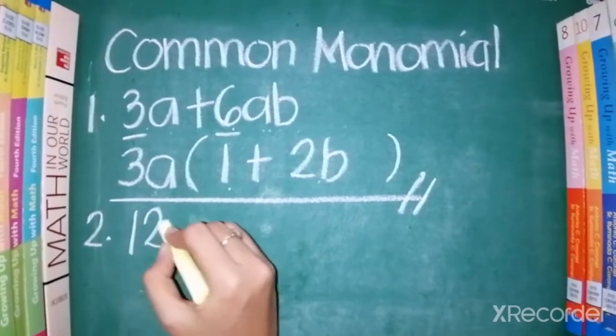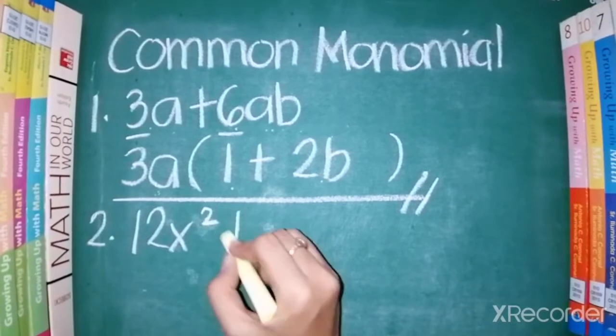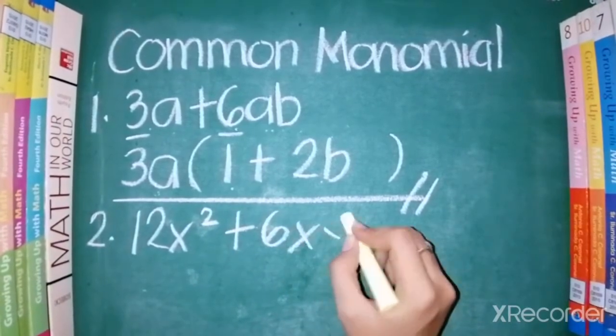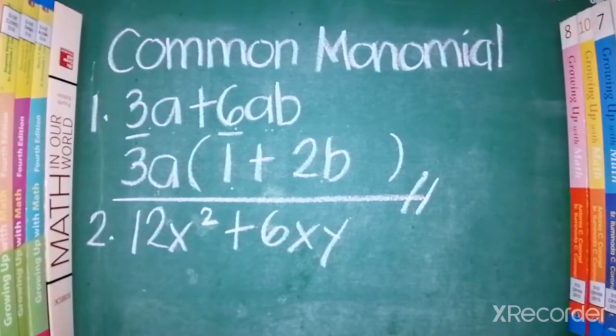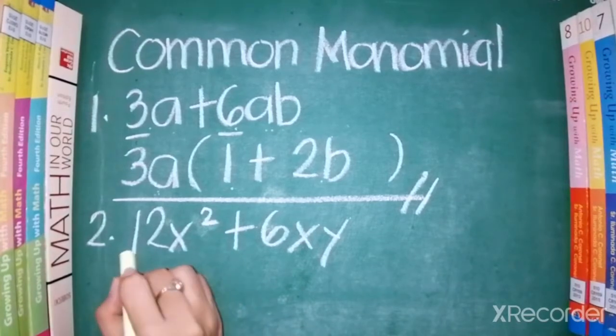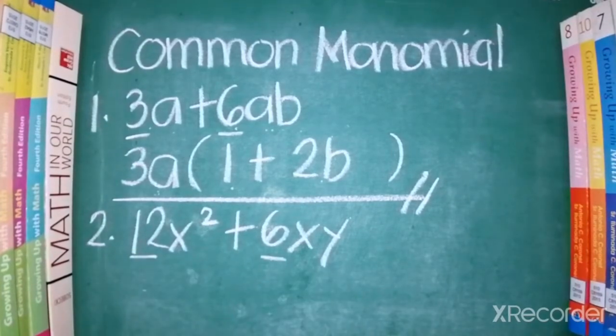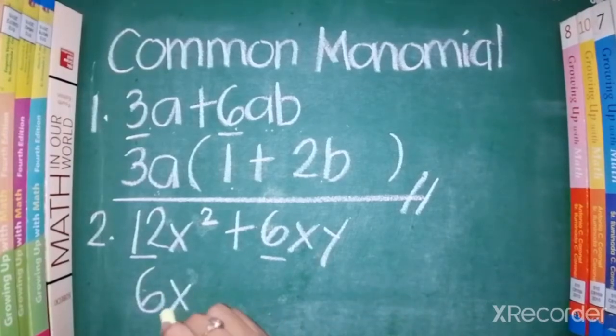we have 12x squared plus 6xy. So the same steps, we're going to find our common. First, we will have 12 and 6. The common is 6. Very good. The next one is we have x squared and x. So when we have variable, you can use the smallest exponent. So since we have x, we're going to use that one. Are we going to have y as our common? No, because in first term, we don't have the y.